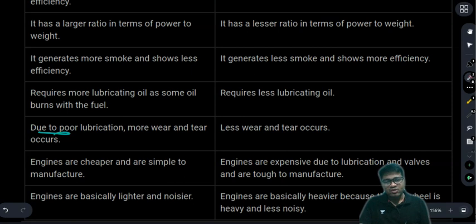If we do poor lubrication, then there will be wear and tear in the piston, maybe in the cylinder, right? So we have to focus on the lubrication part. And less wear and tear occurs in a four-stroke engine.